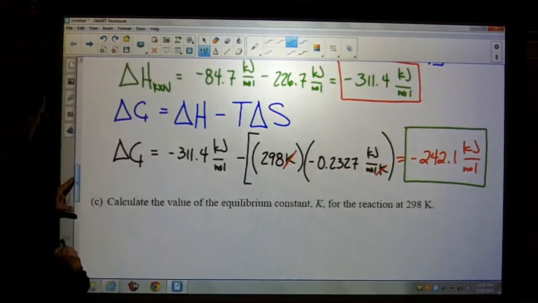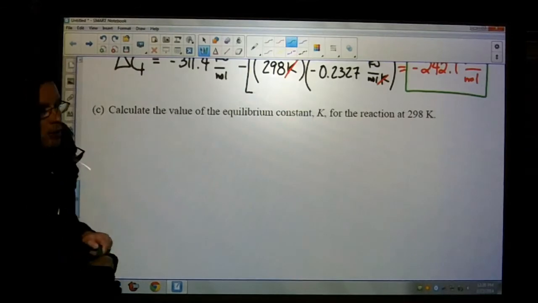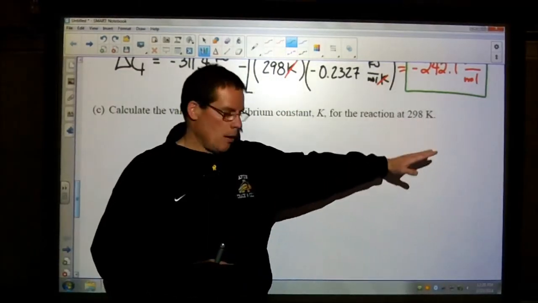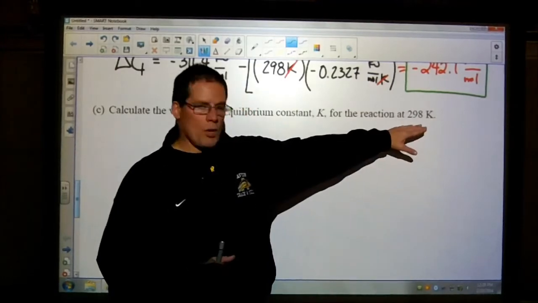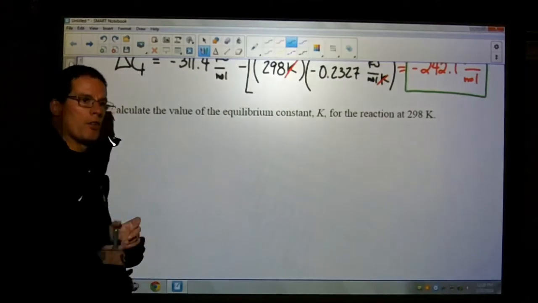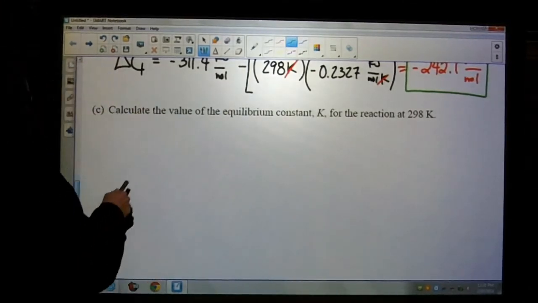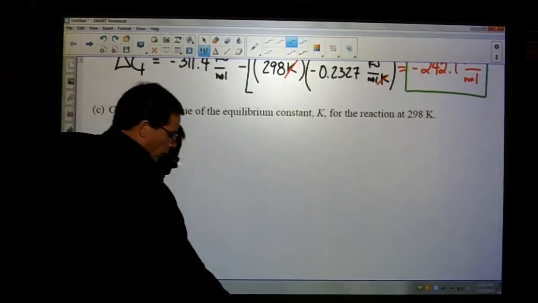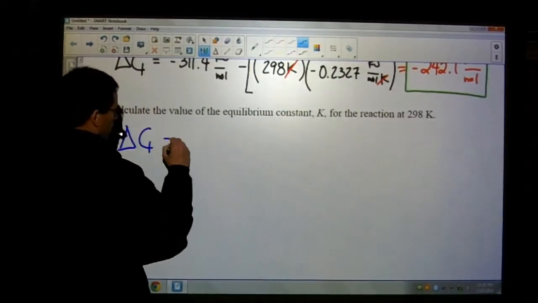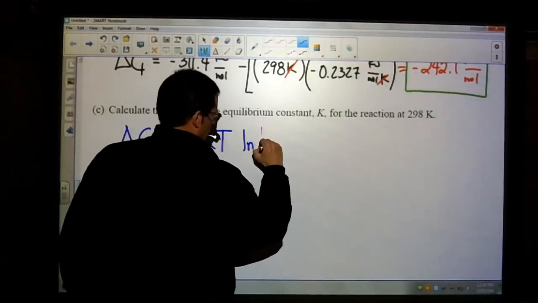Okay. So let's look at part C. Calculate the equilibrium constant K for the reaction at 298. So again, even though this came later on in the problem, that should have been a heads up for some of you if you were stumbling with the temperature to use back in part B. So the equation you want to use for this one is on your equation sheet. It's delta G is equal to negative RT natural log of K.